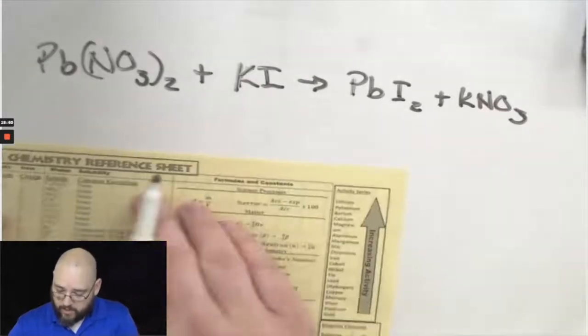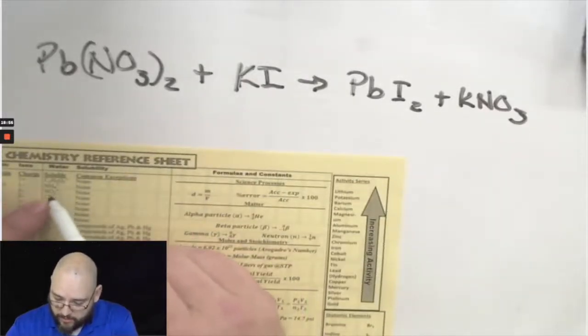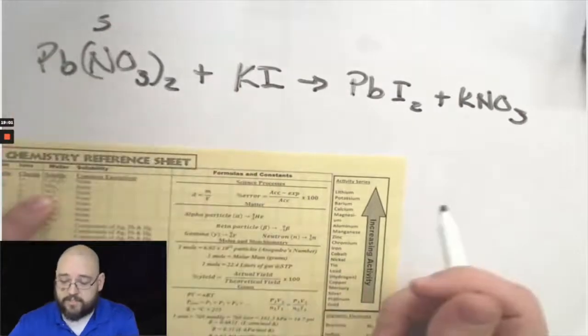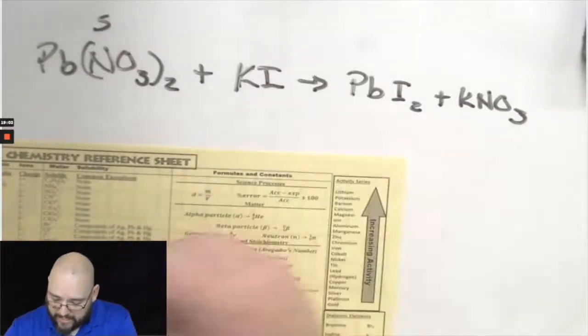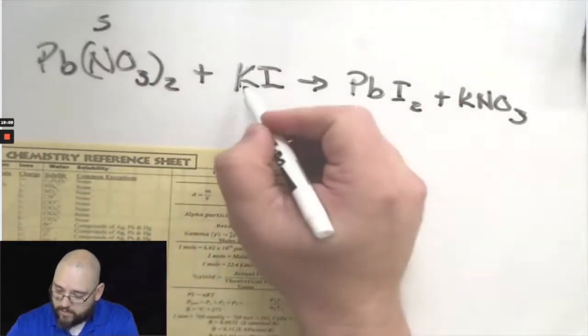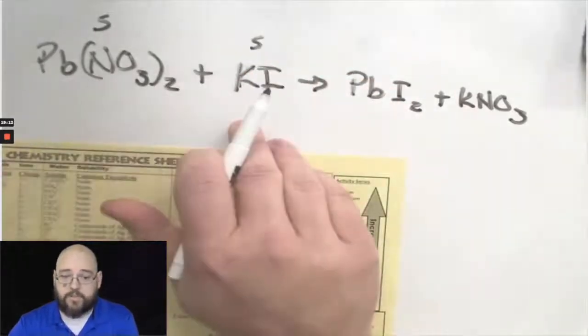So we look on here and we see that nitrate compounds, NO3, are soluble with no exceptions. So that means lead nitrate is soluble. And iodide is soluble with these exceptions: silver, lead, or mercury. Well, potassium is not silver, lead, or mercury, so that is soluble. So both of these are soluble.